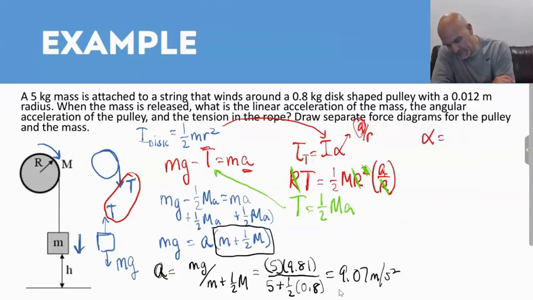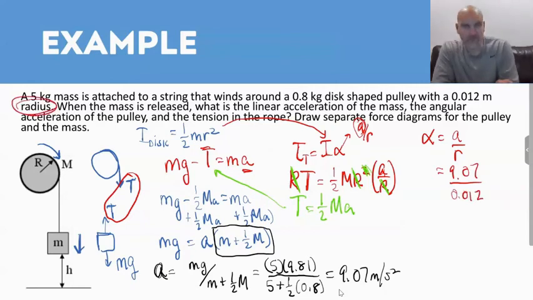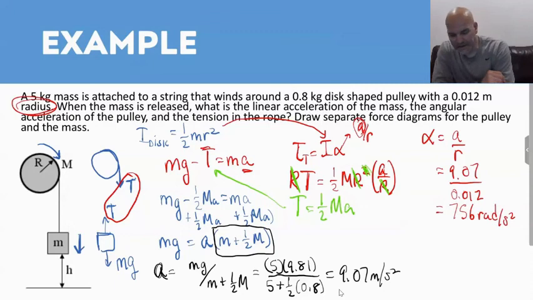Now I can find my alpha by doing a divided by R. Right, and so I'm going to do 9.07 divided by 0.012. Now you do have to be careful because sometimes they'll try to trick you and say, hey, the diameter is this, but you need the radius. Okay, and so that alpha is going to be 756 radians per second squared.